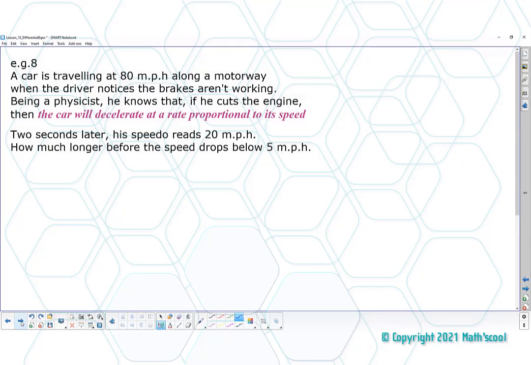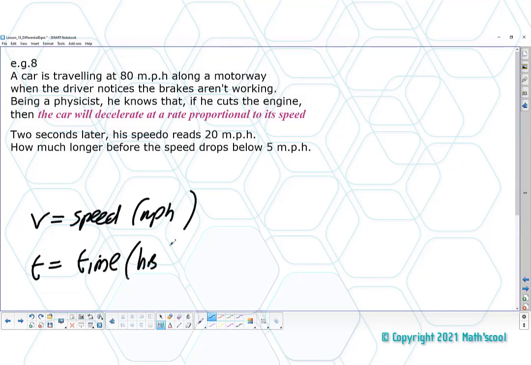Okay, so what have we got? Let's look at the variables that we're going to define. V is his speed or velocity, in miles per hour. And T is the time, which strictly speaking should be in hours. If the speed is in miles per hour, it's safer to keep the time in hours rather than in seconds. Okay, never mind, we'll carry on.